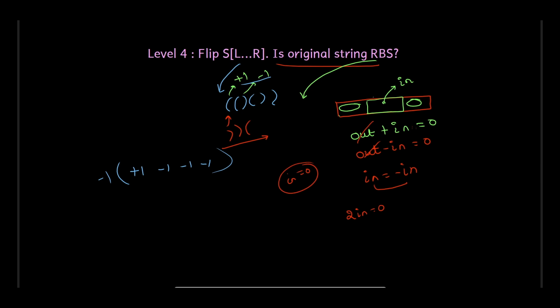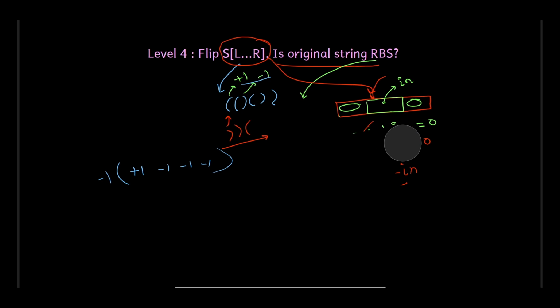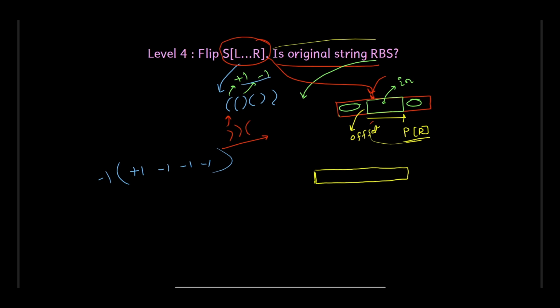This means that the first feasibility check is that whatever substring you are asked to flip, its sum should be equal to 0, and you can figure out the sum by prefix sum. We already told you before that if this is your offset, then the last prefix sum, which is prefix of r, should be equal to offset, so that the sum becomes 0. If that condition is not satisfied, of course your answer is false. Otherwise, assume that this entire substring does have sum equal to 0.